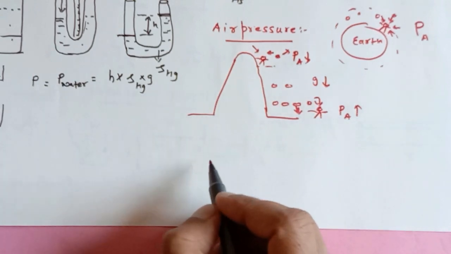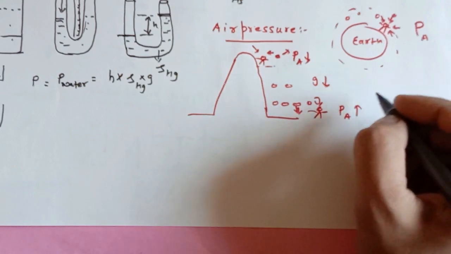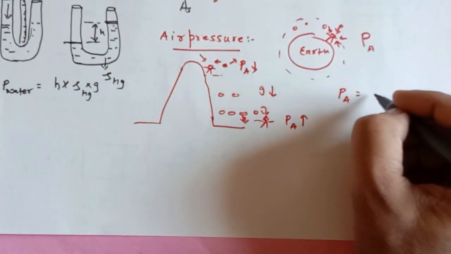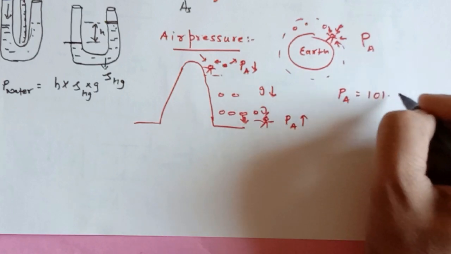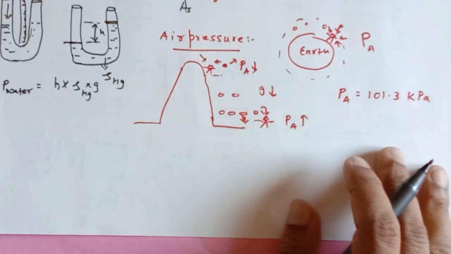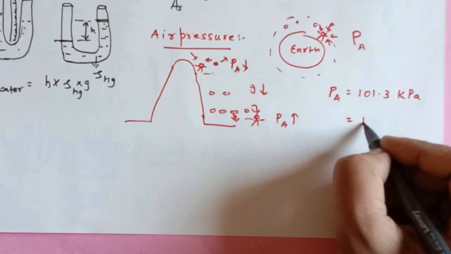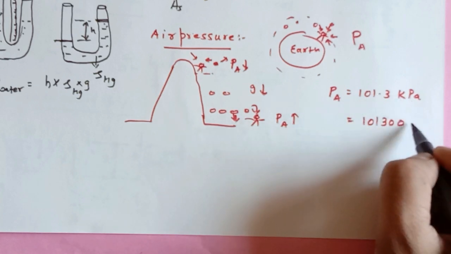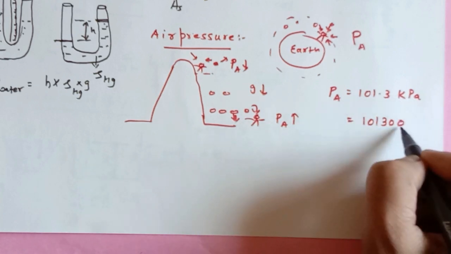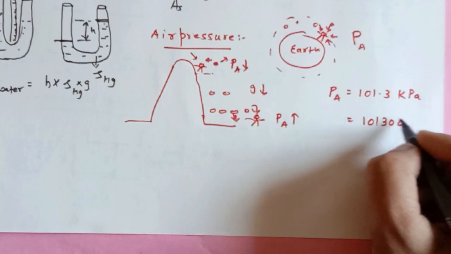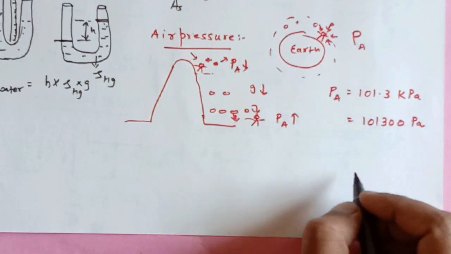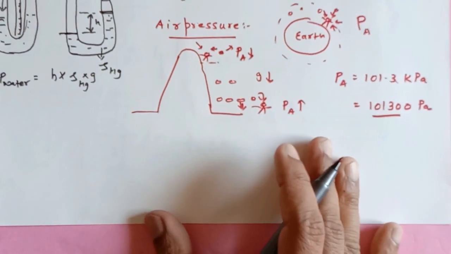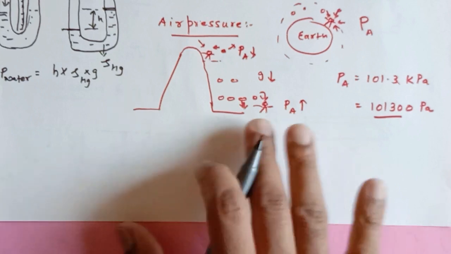At sea level, the air pressure value is 101.3 kilopascal. That means 101,300 pascal, since kilo means 1000. So this is the atmospheric pressure value at sea level.